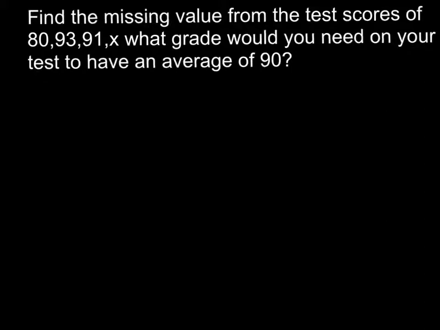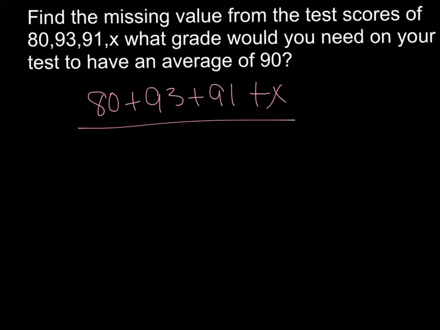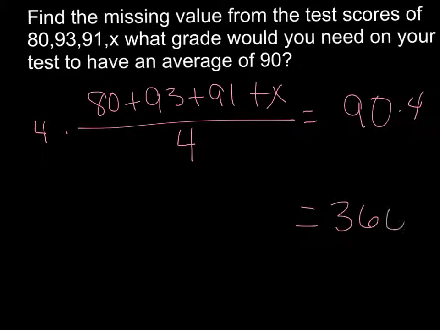Well, if we wanted to find the average of these numbers, we would take 80 plus 93 plus 91 plus your X and divide by how many test scores that is, and that's 4. And they're telling us the answer of that would be 90. The average is 90. So now we have to work backwards. So to undo that, divide by 4, you got to times both sides by 4. And if you do that, you get 360.